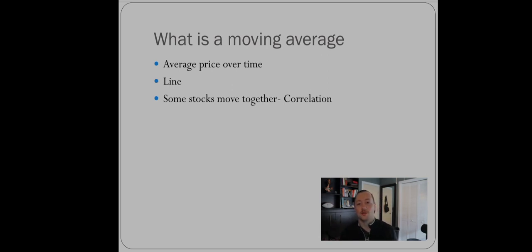And what it's used for is to identify buy and sell signals and to show the general direction of a stock and help us identify when stocks are correlated. So what do I mean by this?